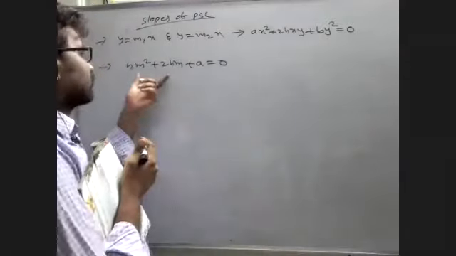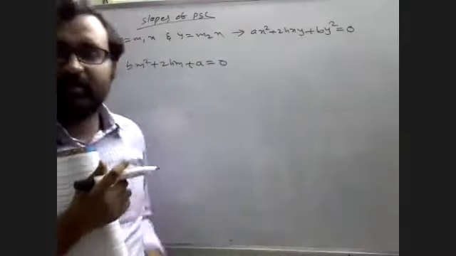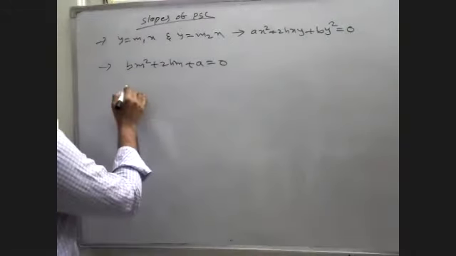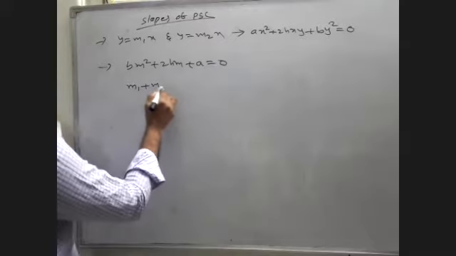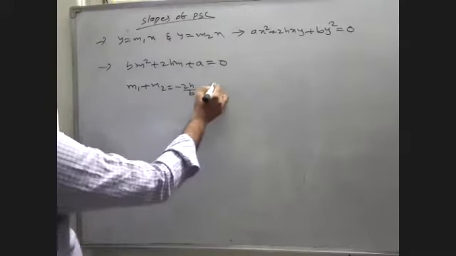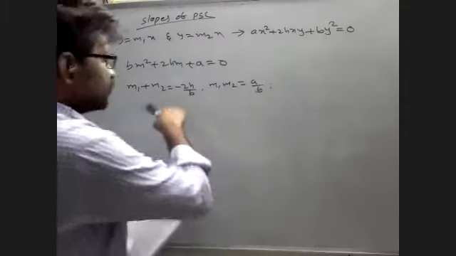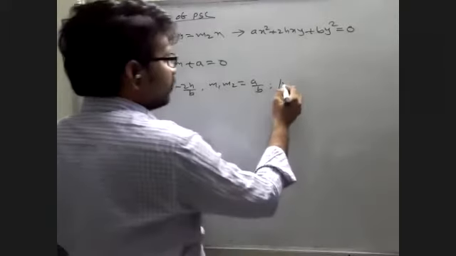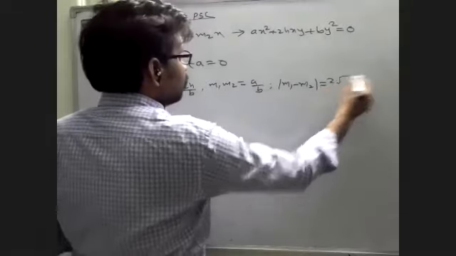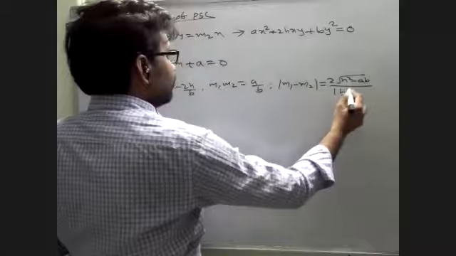Simply no need to get confused here. If m1 and m2 are the slopes of a pair of lines, then what is the condition? Sum of slopes and product of slopes, that only I am writing. Sum of slopes m1 plus m2 is equal to minus 2h by b. Product of slopes m1 m2 is equal to a by b. And from these two we can write mod of m1 minus m2 is equal to 2 root over h square minus ab by mod b.